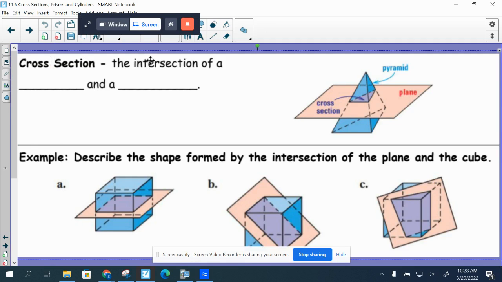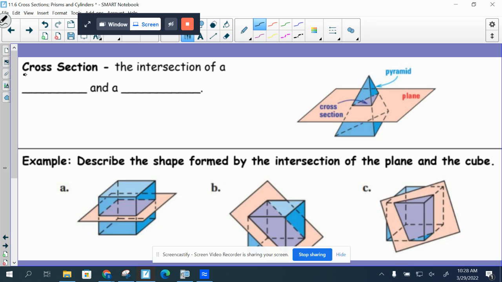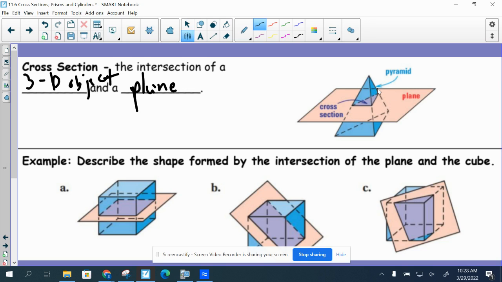First of all, the cross-section is the intersection of a 3D object and a plane, as shown. Here you have a triangular pyramid and a plane that crosses through it, and it creates a triangle as the cross section. So the triangle part is the cross section. We can find the area and perimeter of these cross sections.